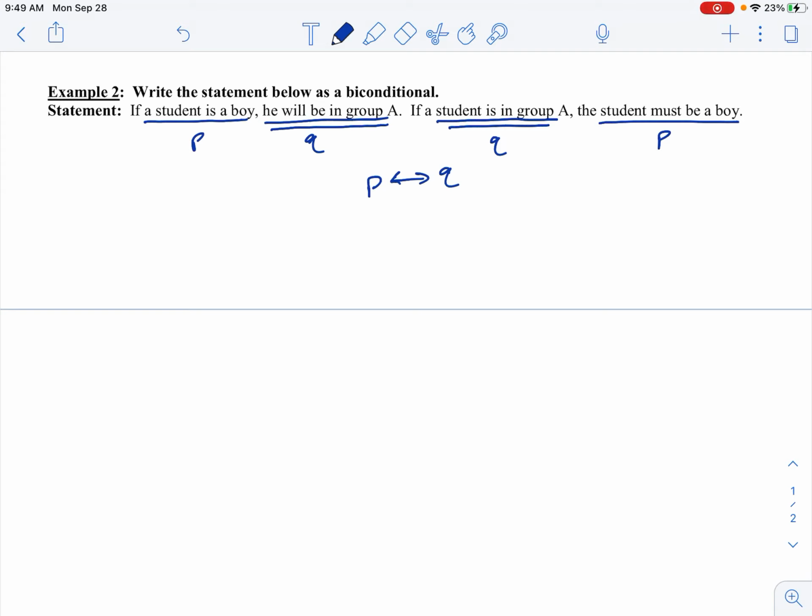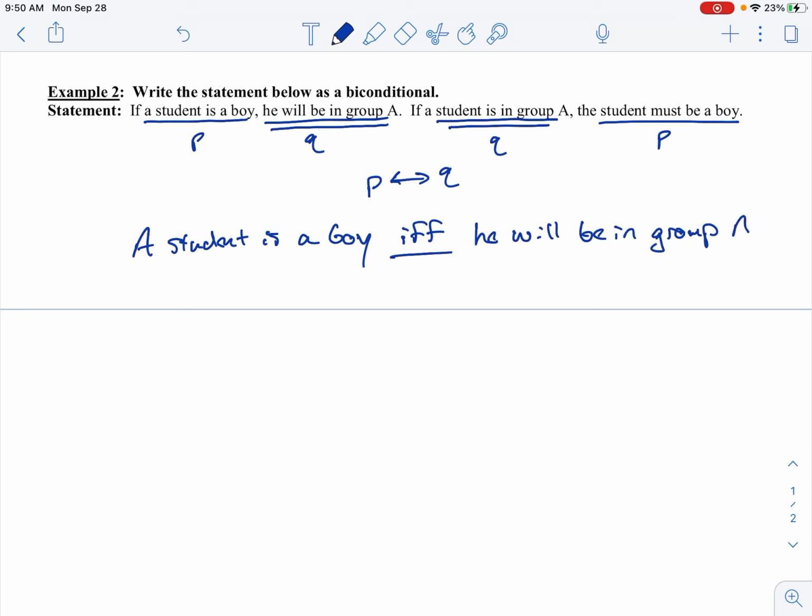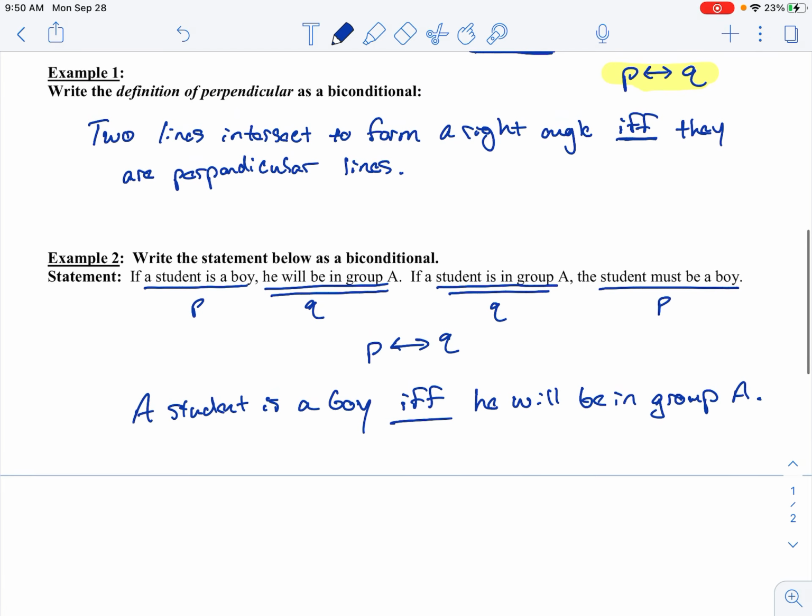So if we wanted to do that, we're going to say a student is a boy if and only if he will be in group A. There we go. So I'm connecting the P and Q using if and only if. We're going to use more example one where it's definitions. That probably seems a little bit more geometric. It makes a little bit more sense in our heads.